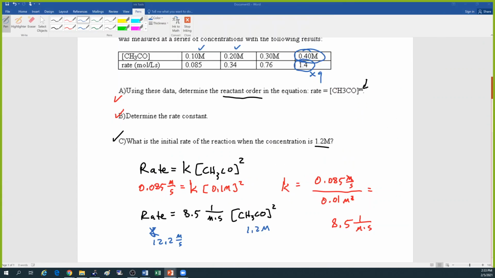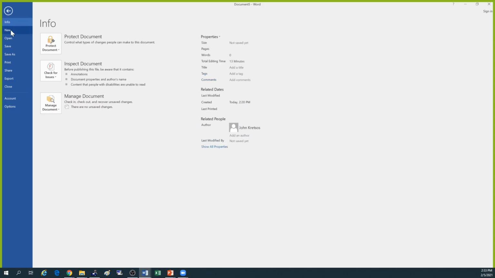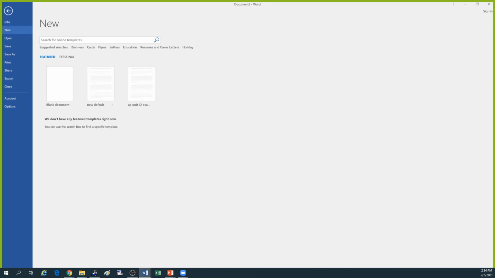Oops, sorry. Keep moving this into the wrong space. All right, let's look at one that has more than one reactant. And I'm going to start again with what I think is a pretty simple one mathematically, so it's easy to kind of do in our heads. And we can focus more on what's different about the nature of the problem.